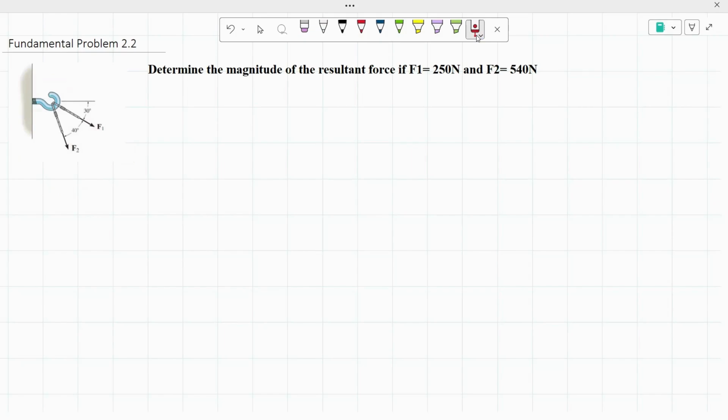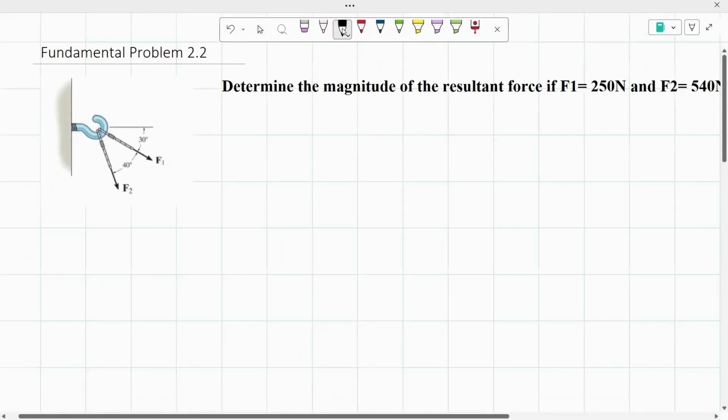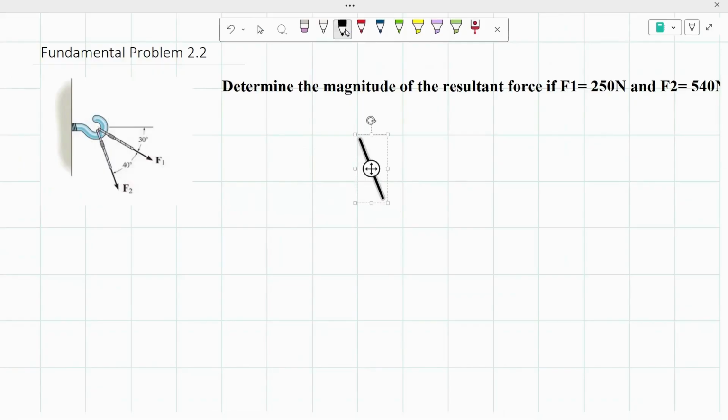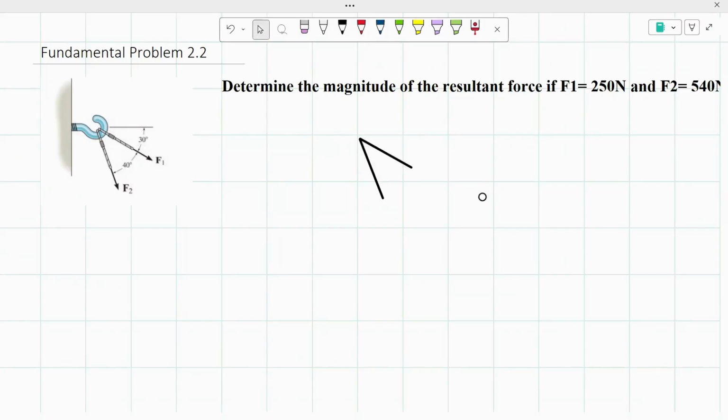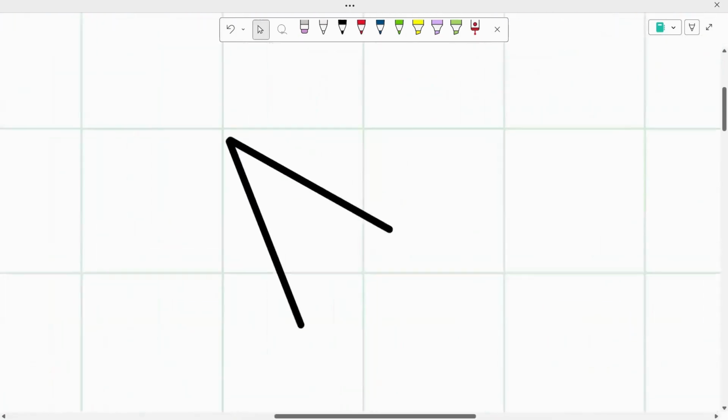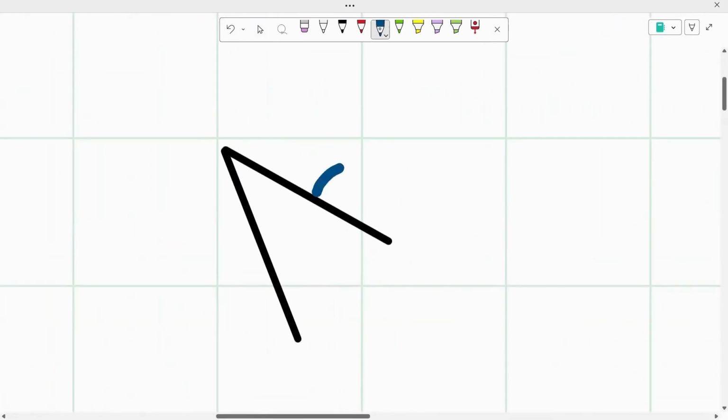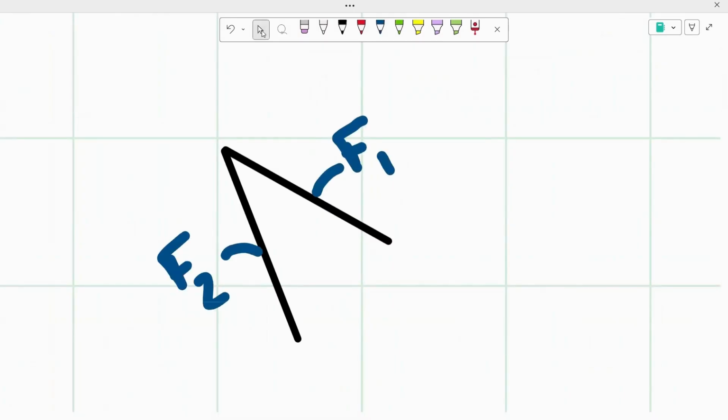So what we're going to do is take these two forces that were already given to us and draw them off to the side. I'm going to take the other force and move it to the side as well. And then you could label them already, just so you don't get them mixed up. This was F1 and this was F2.